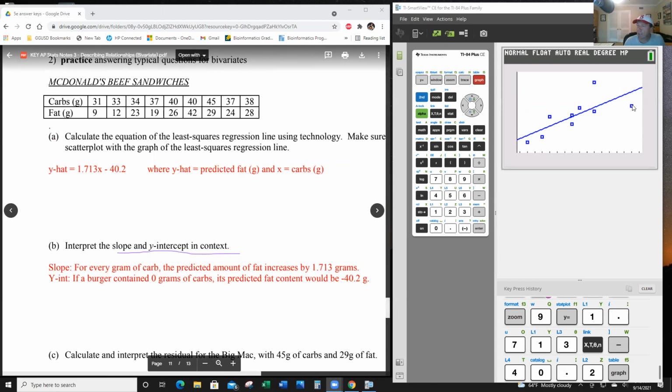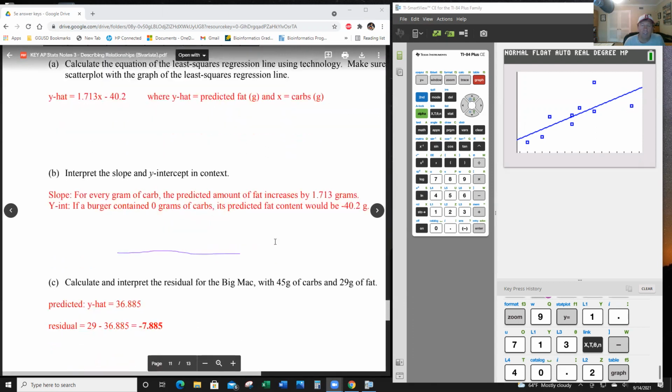That's the one out here. 45 grams of carbs. And if you look closely, it appears to have a negative residual. So I'm kind of walking you through this here. It's that point right there. I know that because 45 is the farthest one over if you look at the charts. Okay. So that is a negative residual.